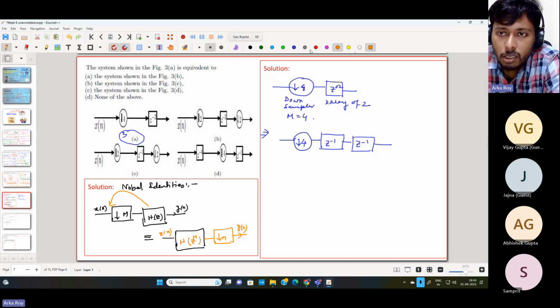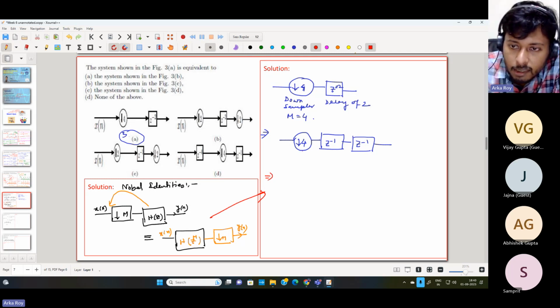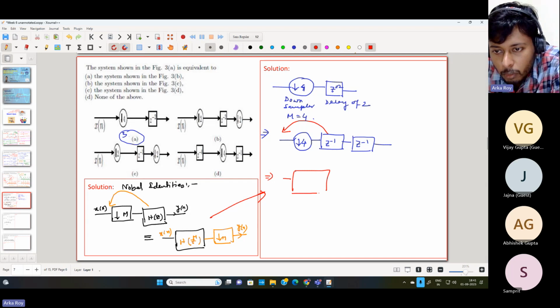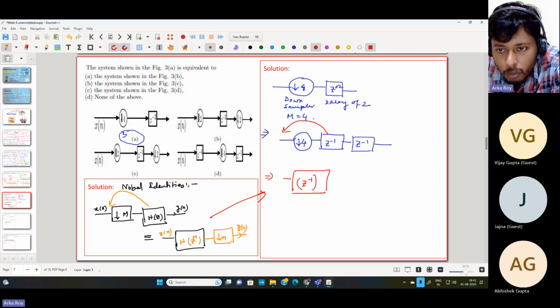By this logic, if I use this particular operation over here, I can see that there is a downsampler followed by a filter. The delay we can consider also as a filter, or any transfer function representation. This transfer function is basically 1 upon z. So I need to take this z to the power -1 back to the first location. If I have to do that, what I need to employ is z to the power -1 raised to the power M, so it will be z to the power -M, which is z to the power -4.